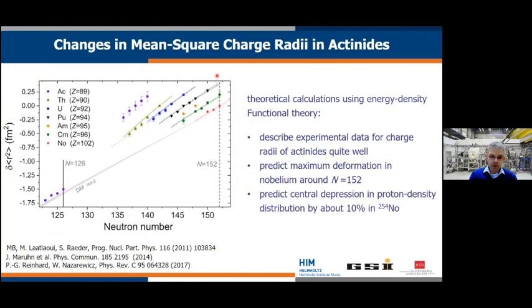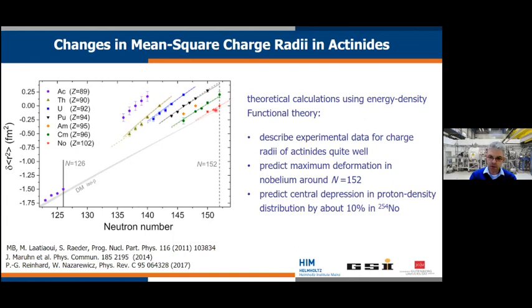And if you now convert this into charge radii, this is not yet with the fermium data because they are still being analyzed. I have also added additional actinides. So the red data points are the published data on nobelium. And the lines that you see are again calculations with energy density functional theory. A few of the references are given here, and you already see not too bad agreement.